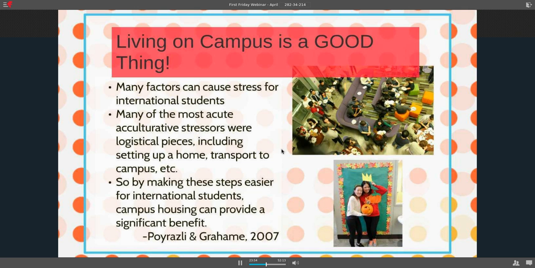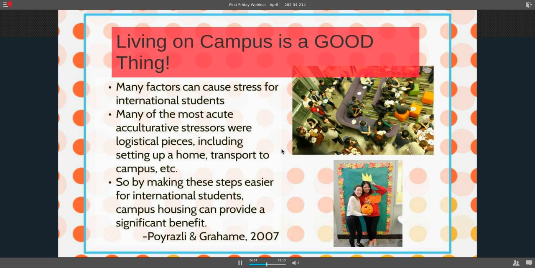This is also good news for us, but we found through our research that living on campus is a great thing. So there are clearly lots of factors that can cause stress for international students. And some of the most acute acculturative stressors were things that were related to logistics. So things like finding a place to live, figuring out how to get to and from campus. So very logistical pieces that are very practical and needed, but if you're living on campus, you actually don't need to worry about. And so for international students, living on campus is a great way to not have to worry about those things in the beginning, at least, so that they can be focusing on their academics and focusing on finding connections and that kind of thing.